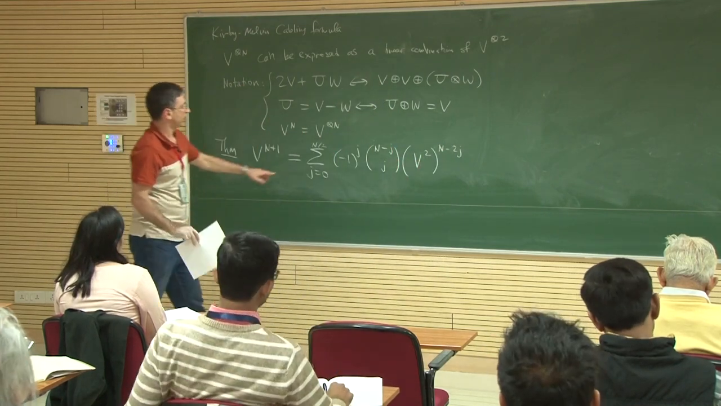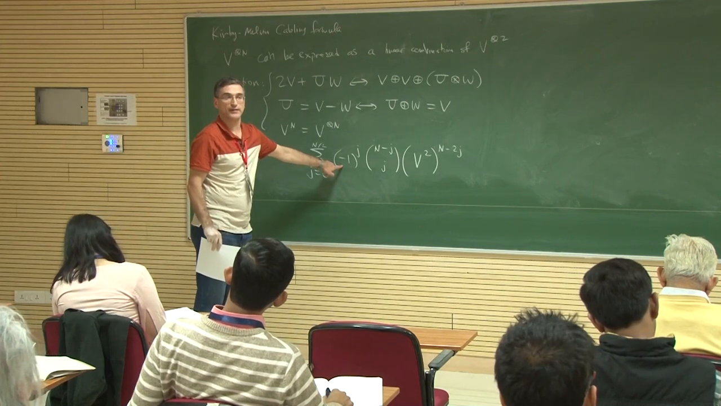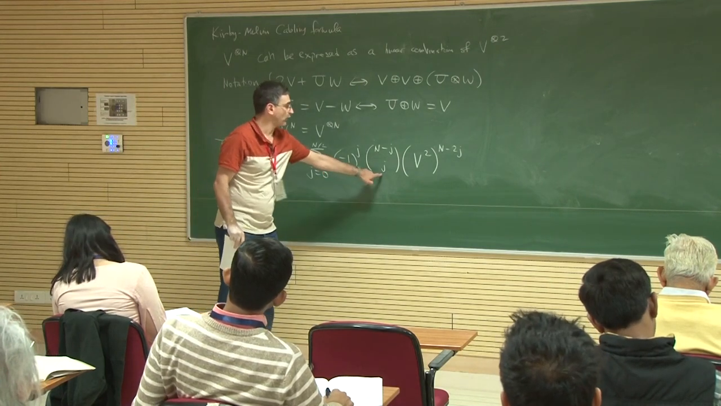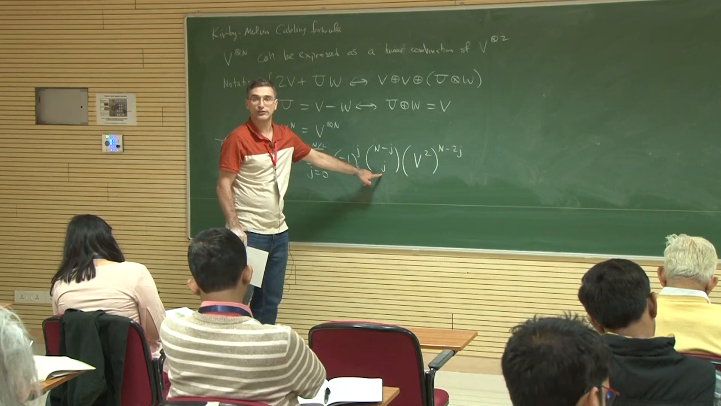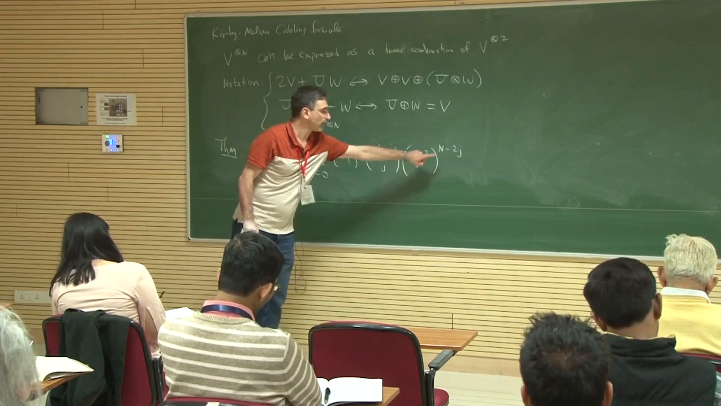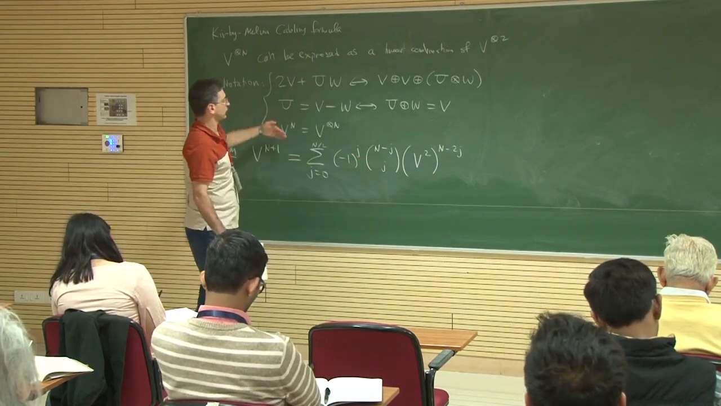Okay, there are signs here, pluses and minuses. There are coefficients here, the binomial coefficients. And there are some products here. You have to interpret that using this notation.